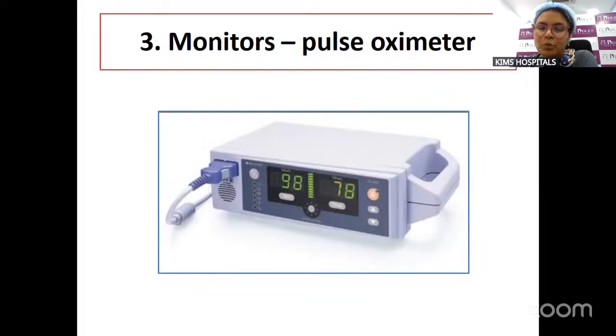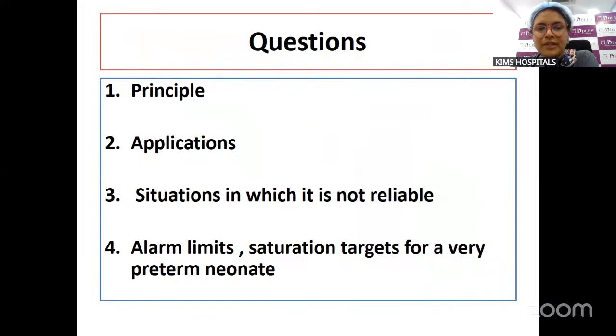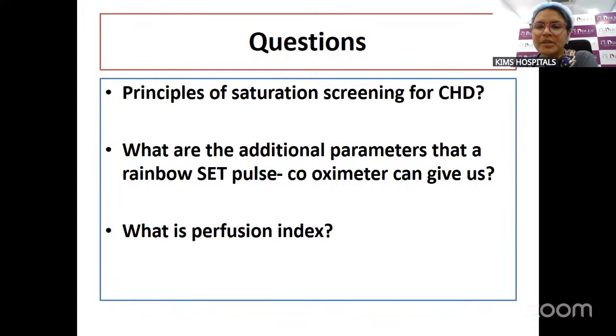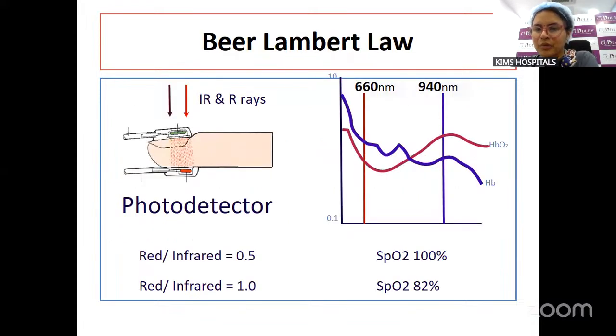So we move on to the next important equipment, which is the pulse oximeter. Here we'll discuss the principle and applications of pulse oximetry, situations in which it is not very reliable, alarm limits, saturation screening for congenital heart disease, some additional parameters that we can get from the rainbow set pulse co-oximeter, and we'll discuss perfusion index.